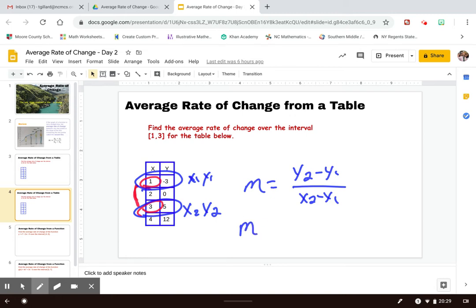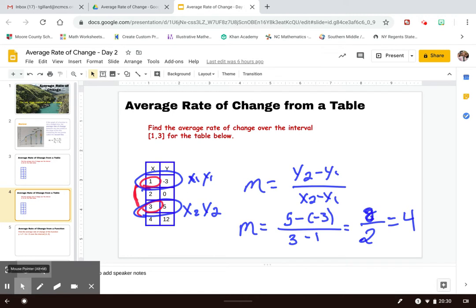So that means my slope, or my average rate of change, is going to be 5 minus the negative 3 divided by 3 minus 1. Two negatives make a positive, so that becomes 5 plus 3, which is 8. 3 minus 1 is 2. So my average rate of change between these 2 points is going to be 8 divided by 2, which is going to equal 4. So that is my average rate of change between the interval 1, 3. All right, so that's the average rate of change from a table.